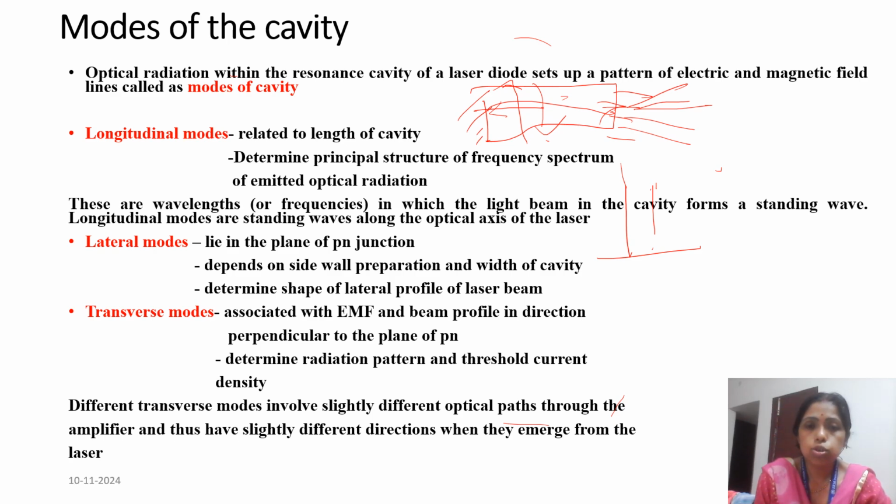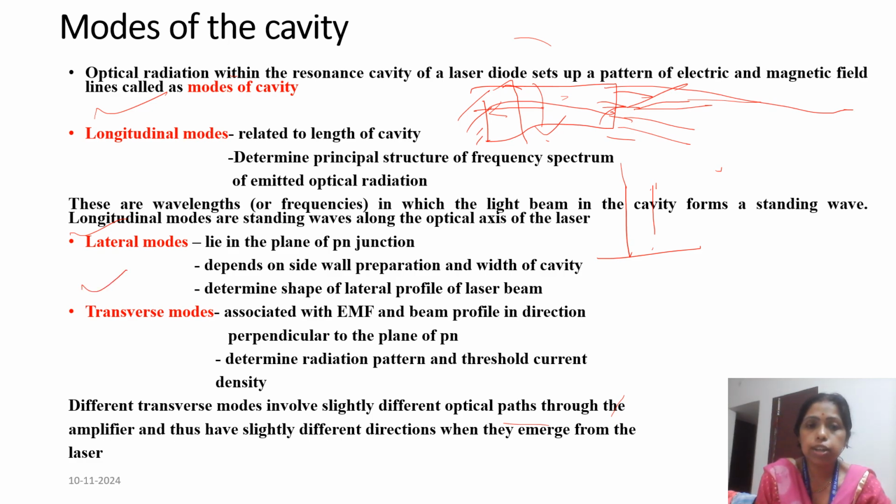So the way the photons are propagating through this active media, this concept is called the cavity. Okay. So the modes of the cavity: how the optical wave or photons are propagating through the cavity. If the photons are propagating through the cavity, there will be an electrical and magnetic distribution. The pattern of the electromagnetic distribution is known as the cavity mode. Okay, so there are the longitudinal mode, lateral mode, and the transverse mode.